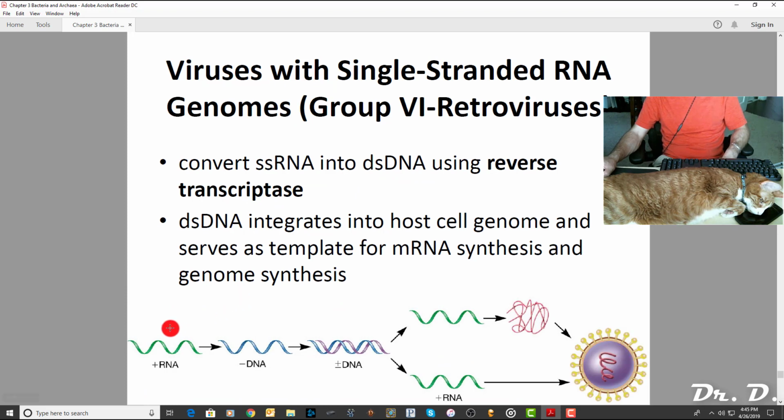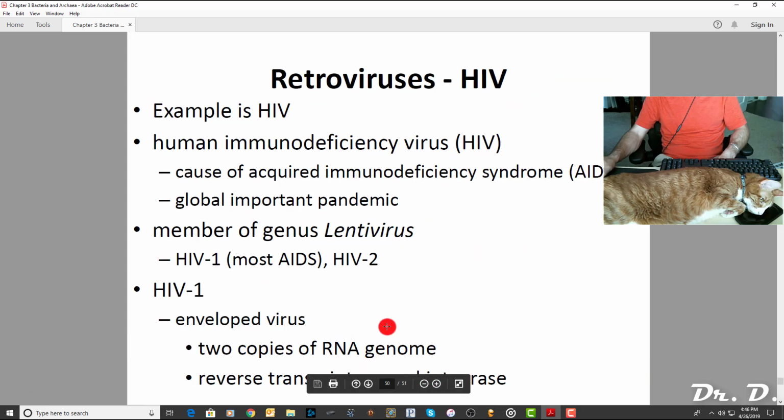Next group, the retroviruses. What do we need to know about this? We need to know that these are RNA viruses. However, the first thing that's done inside of the cell is to convert the RNA to double-strand DNA, and the enzyme responsible for that is called a reverse transcriptase. It's essentially an RNA-dependent DNA polymerase, and the virus needs to bring RNA-dependent DNA polymerase, aka reverse transcriptase, into the cell.